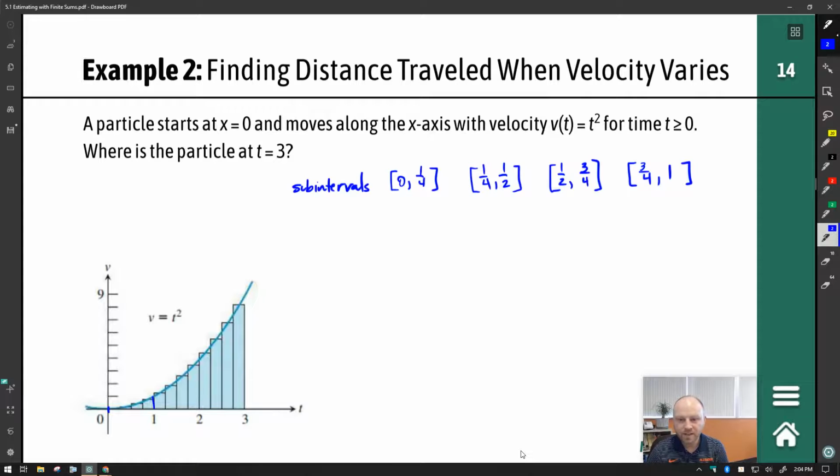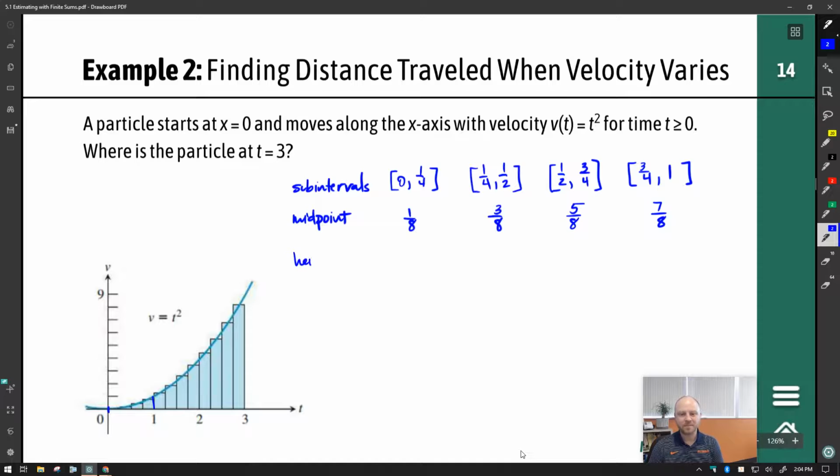So now let's figure out where the midpoint is, because that's what we're going to use for the height. So the midpoint between 0 and 1/4 is 1/8. That's where it occurs. Between 1/4 and 1/2, so that's really between 1/4 and 2/4, that would be 3/8. And then between 1/2 and 3/4, that's going to be 5/8. There's the midpoint. And you can kind of see the pattern here. This one's going to be 7/8.